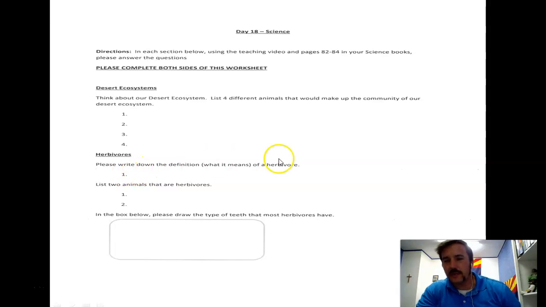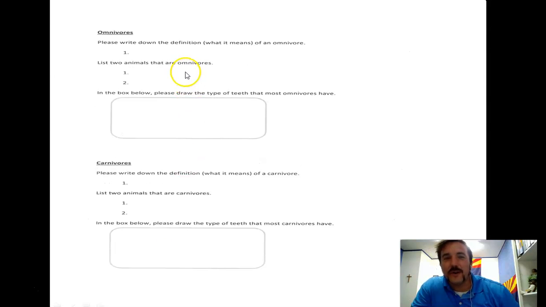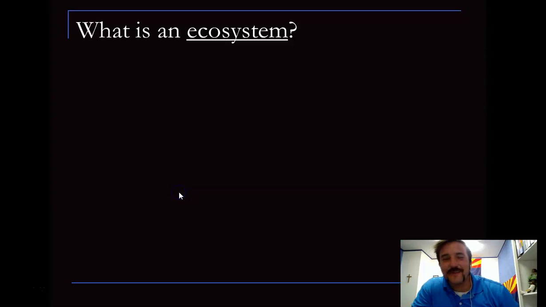And please notice what you're going to do. Tell me what herbivore means, what the word is. Go through that. List 2 animals that are herbivores. And then, kind of a weird thing I'm going to ask you to do. I want you to draw the type of teeth that herbivores have. And if you notice, it's the same exact thing for herbivores and carnivores, focusing on their teeth. Anyways, let's get back into what an ecosystem is.